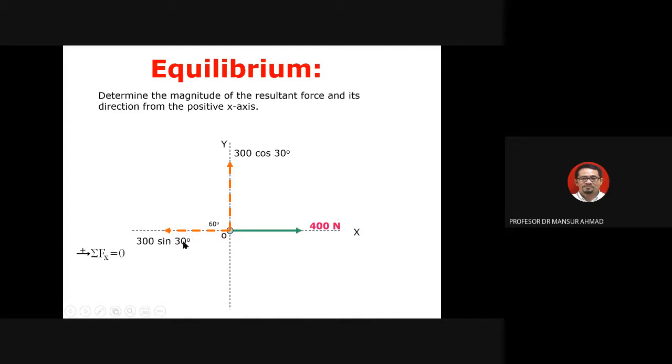Sum it up. This is positive, this is negative. So let's work out Fx. We end up with negative 300 sine 30 plus 400. So the answer is 250 Newton. Take note that the answer here is positive 250, not negative 250. So positive 250.